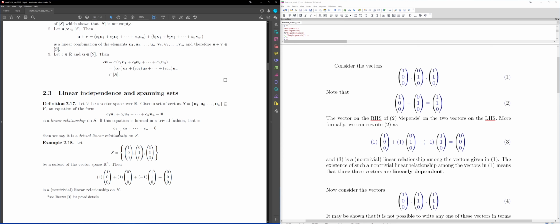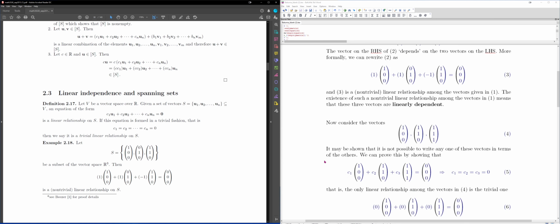So that's what this is saying over here. If I have a linear relationship like this, and it turns out that these constants, the scalars over here, C1, C2, Cn, are just 0, then that is in fact a trivial linear relationship. And we'll see an example of this in a while.